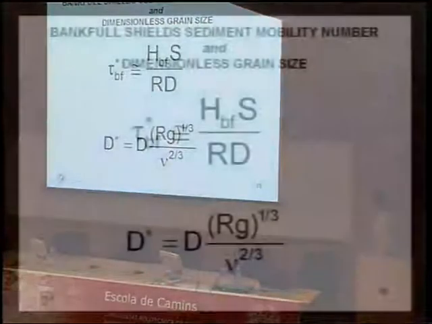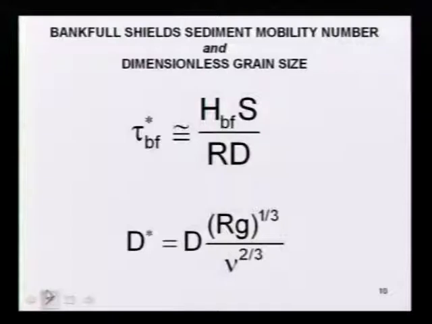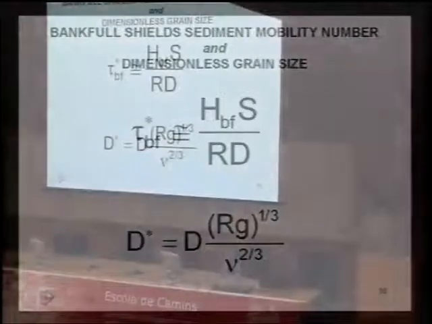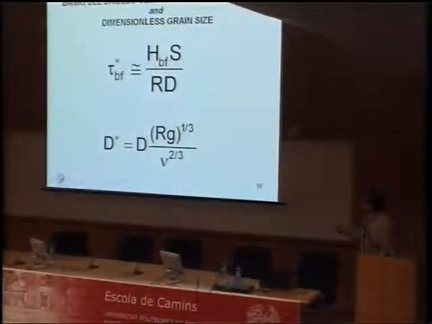From this, we can form a number of dimensionless parameters, but there are two that I will use consistently in this lecture. One is a bankfull Shields sediment mobility number. This actually is only an approximate expression, but it nevertheless captures the basic idea. The Shields number involves the bankfull depth of the channel times the slope divided by submerged specific gravity divided by grain size, which means a deeper and a steeper flow is more able to move sediment. When the sediment is heavier or larger, it's more difficult to move.